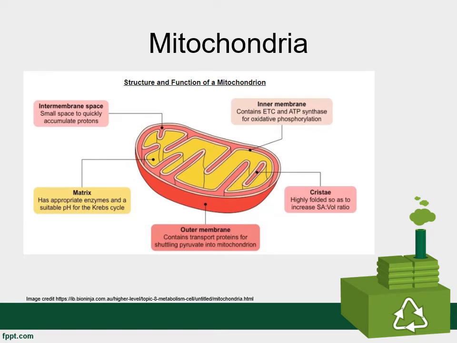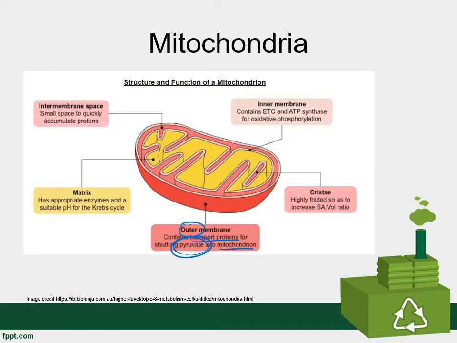So we're going to take a look at the mitochondria, the structure and function of the mitochondria. Mitochondria have 2 membranes, and we think that outer membrane was formed during endocytosis, that endosymbiotic theory. So the outer membrane contains transport proteins for getting stuff into the mitochondria, most importantly pyruvate, and we'll talk about what pyruvate is in a couple more slides.